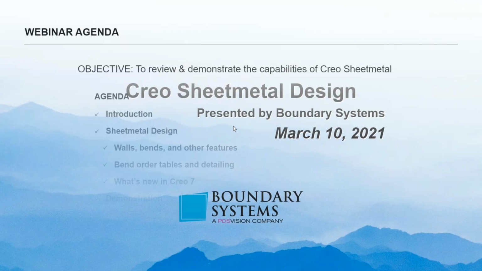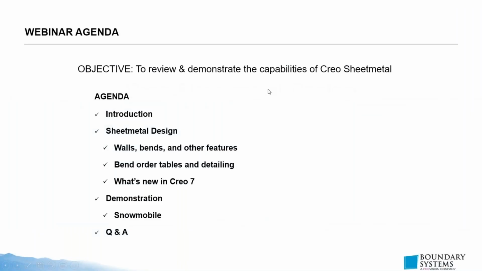And get started. So as I mentioned, first I'm going to cover a little bit of an introduction to sheet metal, what it is, why you'd use it, before talking about the individual features, what you can do with them, and how that'll benefit your designs in Creo. And then I'll move on to a demonstration and a Q&A.